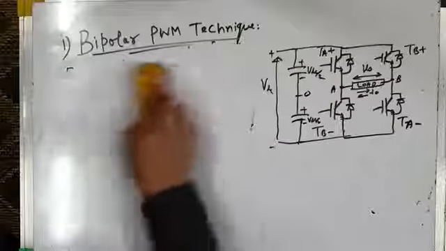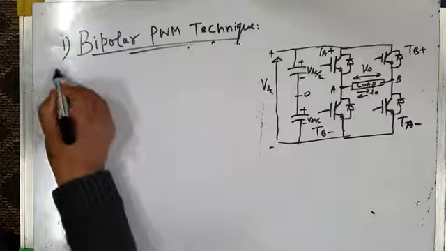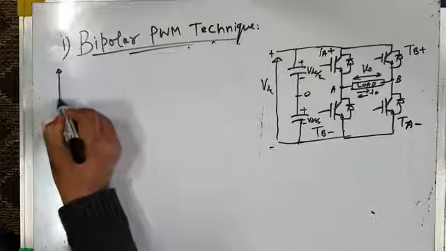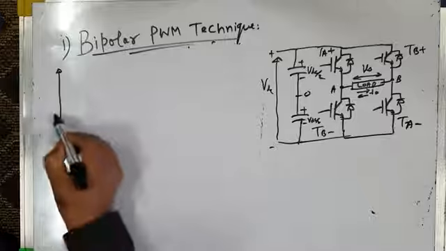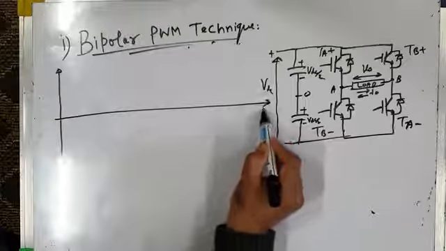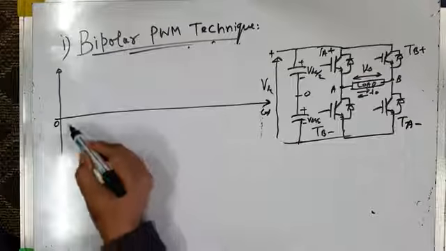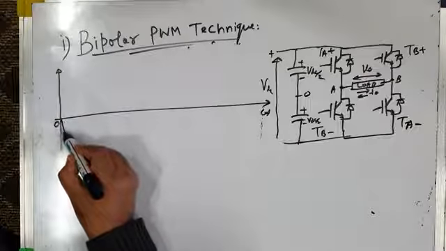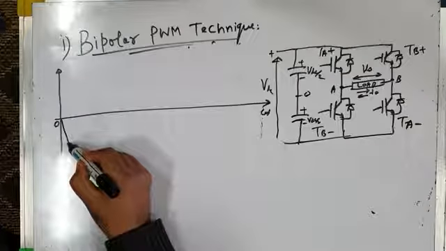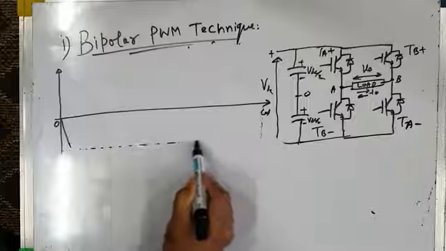So it is something like this. See how comparison is done. You have to understand this. We have high frequency triangular carrier wave. So for example, let me draw triangular carrier wave.